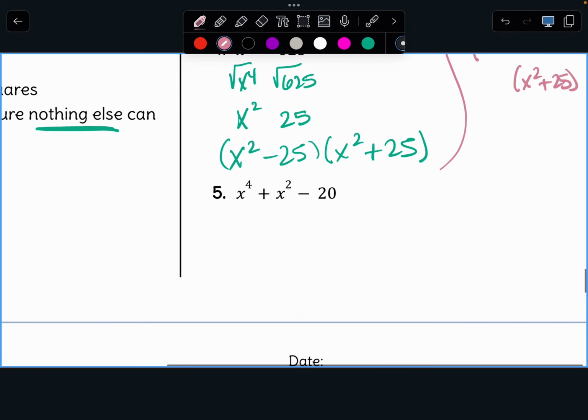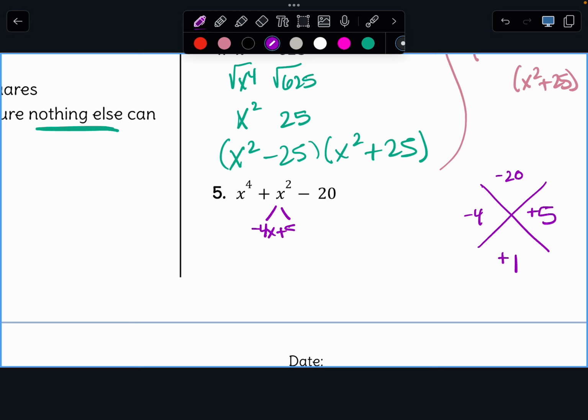Now when we look at number 5, it is the same thing. I need to see if I can take out a GCF, which I cannot. So then I need to figure out if I can use the AC method. So I need numbers that multiply to be negative 20 and add to be positive 1. So that's negative 4 and positive 5. So you rewrite this middle term, negative 4x plus 5x.